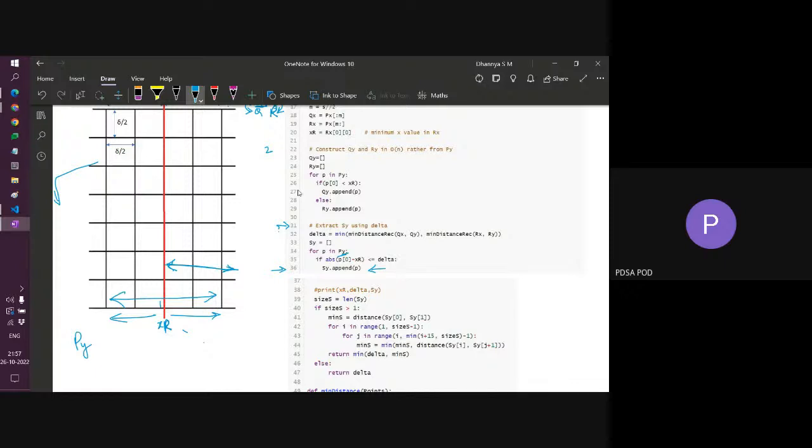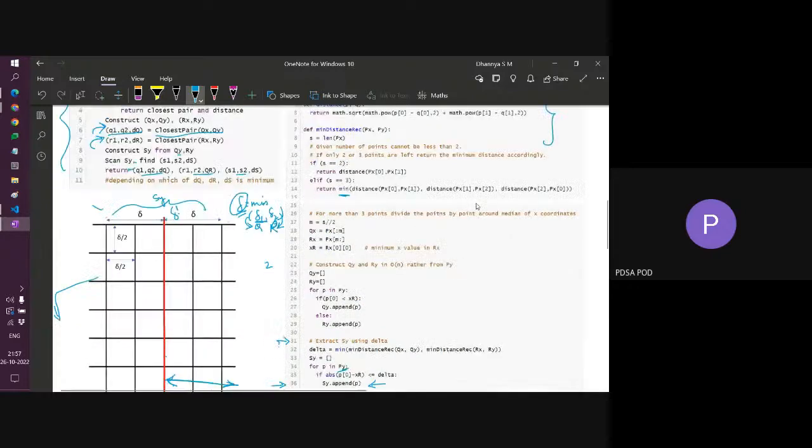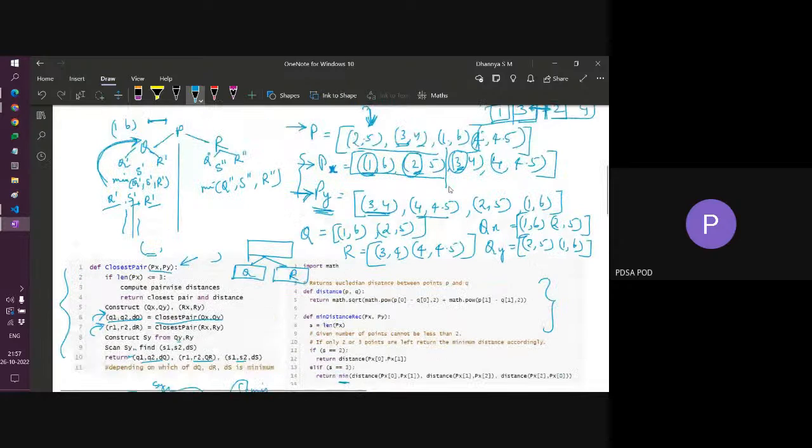Okay, so what they're saying is the minimum value on the Rx side. So this is the Rx side. Just like we have defined for Qx, we define it for Rx also. I don't remember the figure, it's kind of gone. So suppose (3, 4) and (4, 4.5) are the points in Rx.